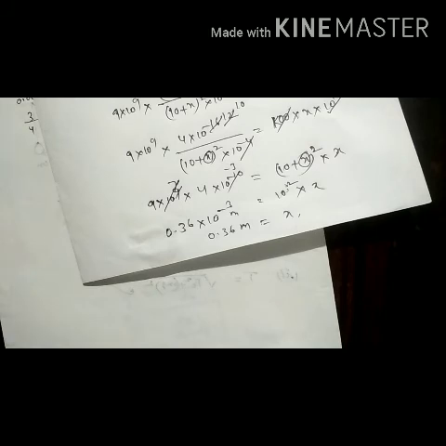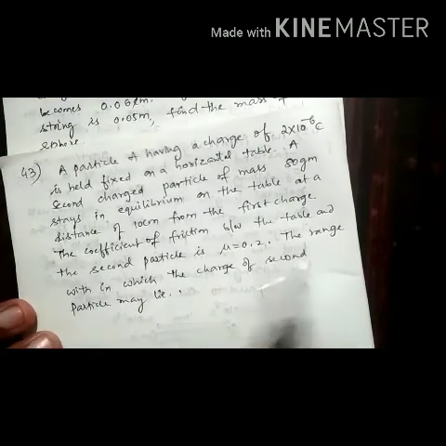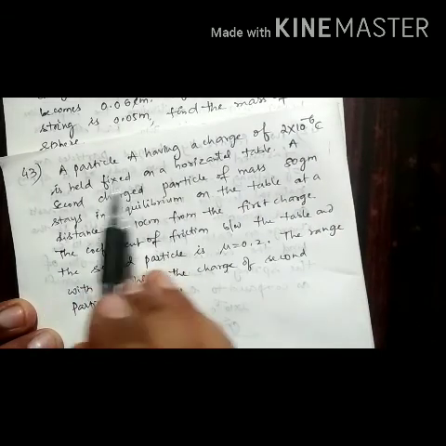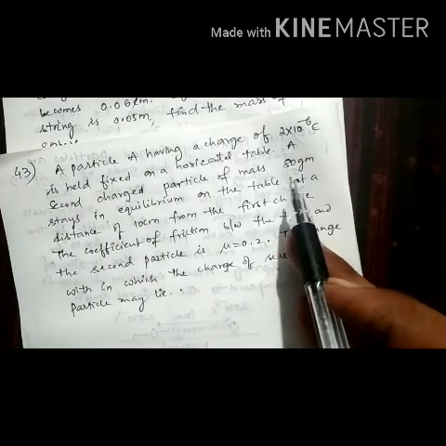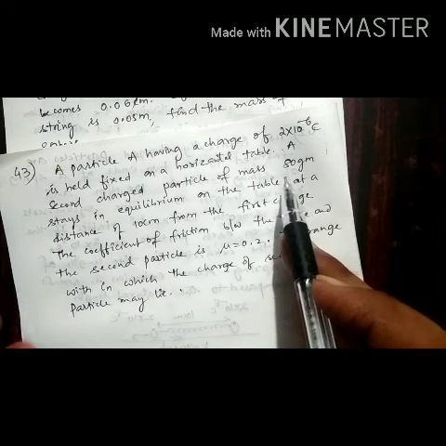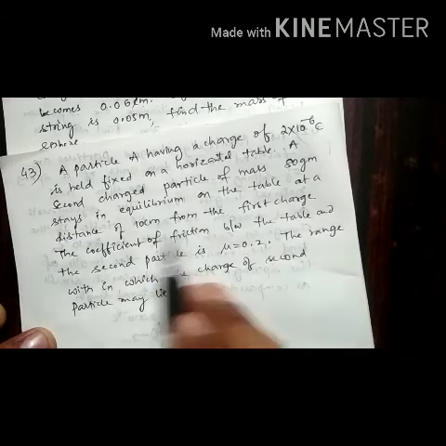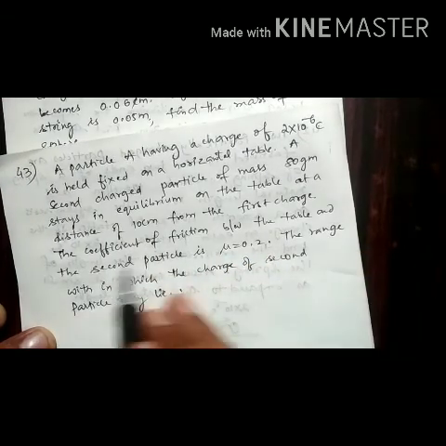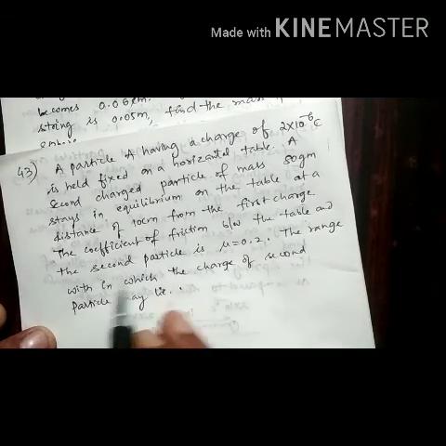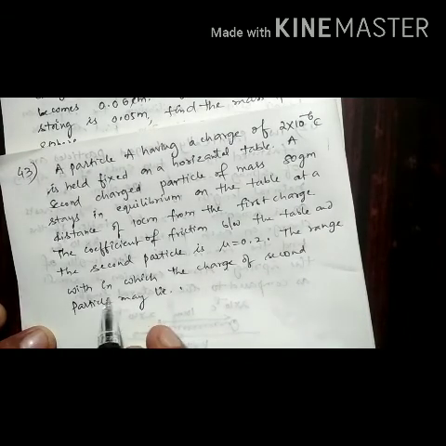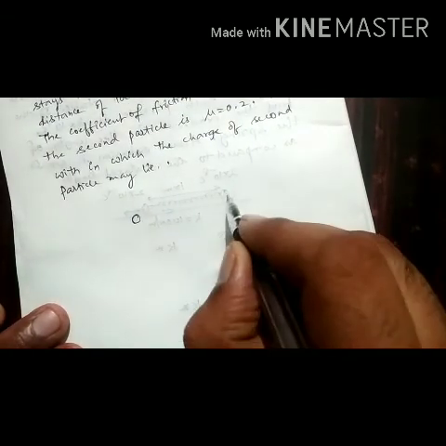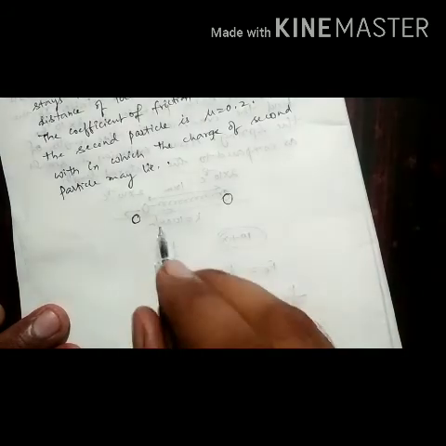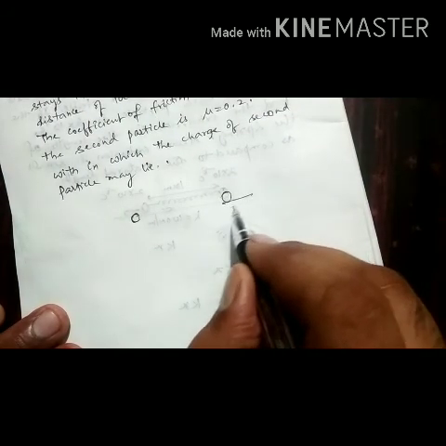So this is how we can solve these problems. And next, the last problem I want to discuss. A particle having a charge of 2 into 10 to the power of minus 6 coulombs is held fixed on a horizontal table. A second charged particle of mass 80 grams stays in equilibrium on the table at a distance of 10 centimeters from the first charge. The coefficient of friction between the table and the second particle is mu equal to 0.2. Find the range within which the charge of the second particle may lie. So one particle is fixed and the second particle is free to move. Second particle is experiencing a frictional force.